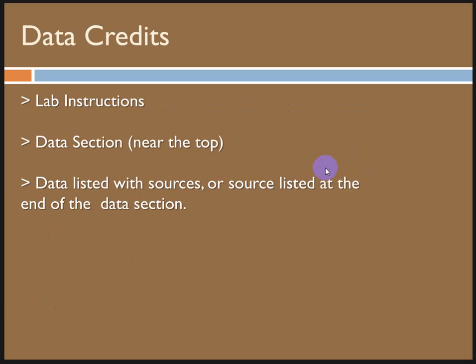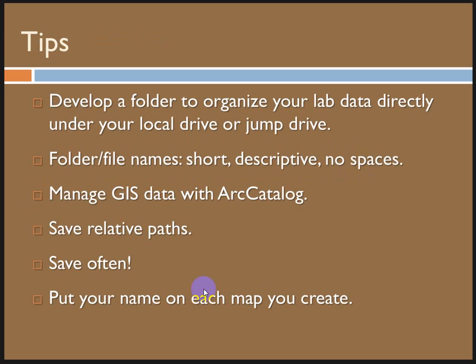So make sure you're using underscores or things like that and not leaving spaces in your file names. Use our catalog if you're going to move things around, delete things, zip things, blah, blah, blah. Make sure you're organizing things in our catalog, not Windows. If you wonder why, let me know. Save relative paths in your map documents. Save your work often. And when you submit figures or formal maps, make sure you're putting your names on things.